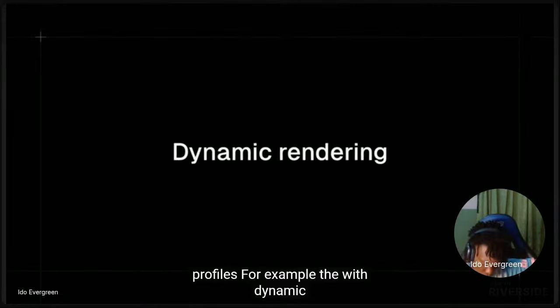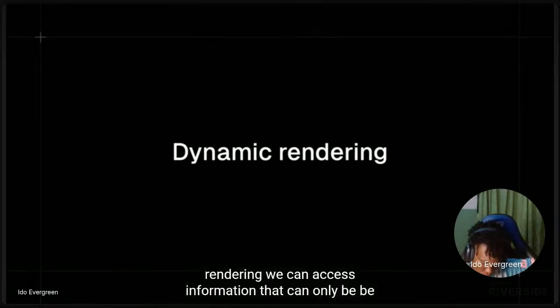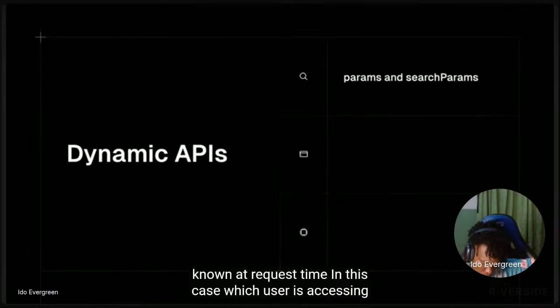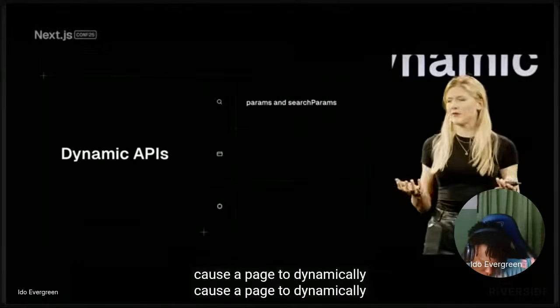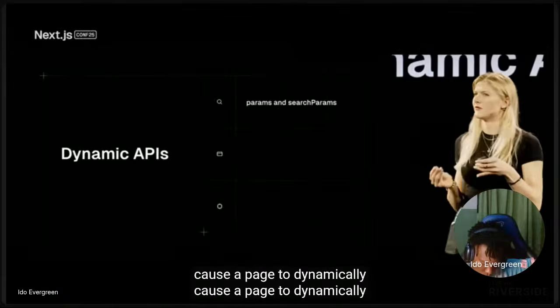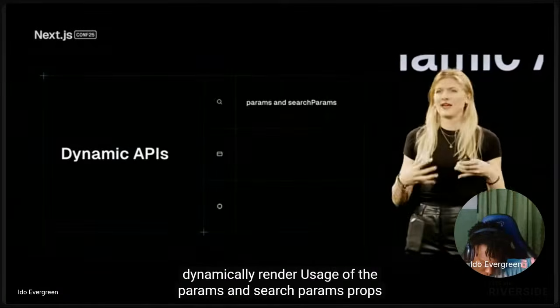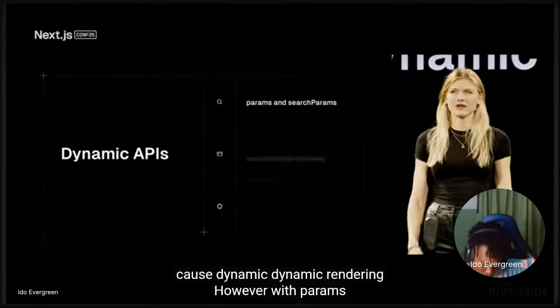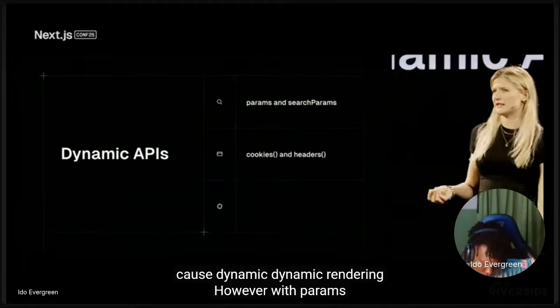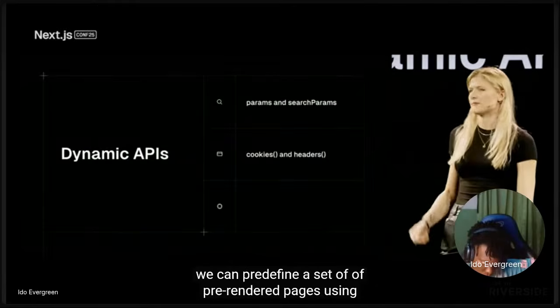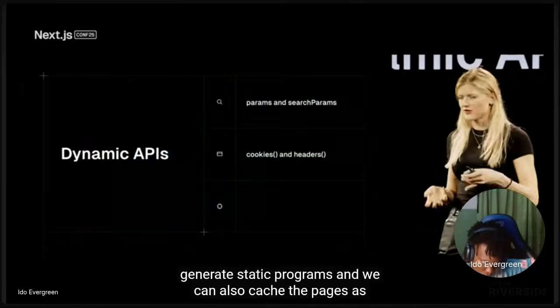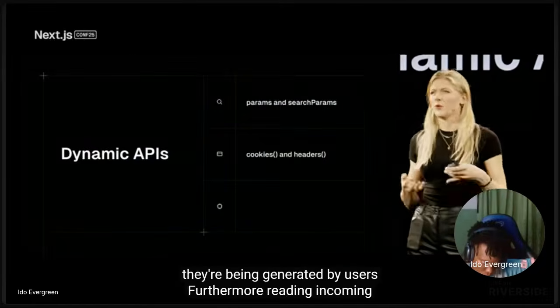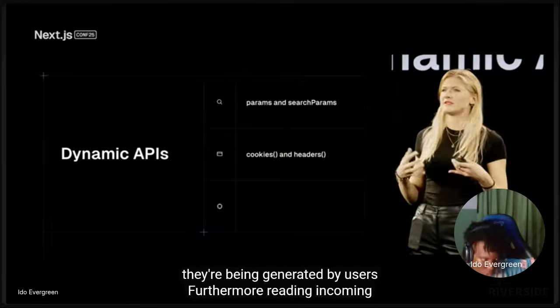There are certain APIs that can cause a page to dynamically render. Usage of the params and searchParams props that are passed to pages, or their equivalent hooks, will cause dynamic rendering. However, with params, we can predefine a set of pre-rendered pages using generateStaticParams, and we can also cache the pages as they're being generated by users. Furthermore, reading incoming request cookies and headers will opt the page into dynamic rendering. Unlike with params, though, trying to cache or pre-render anything using headers or cookies will throw errors during build, because that information cannot be known ahead of time.